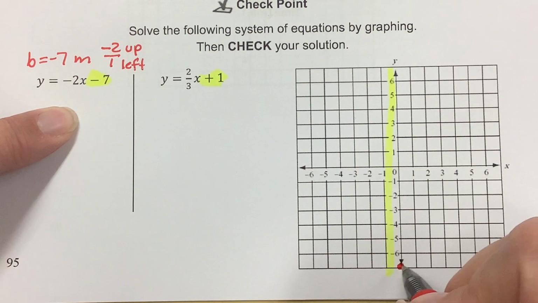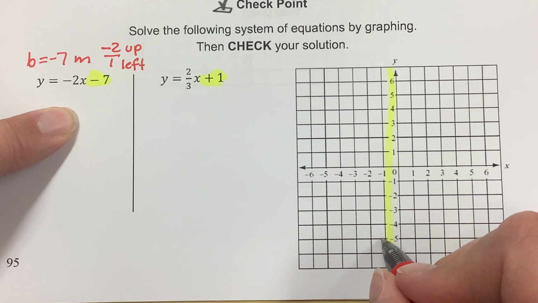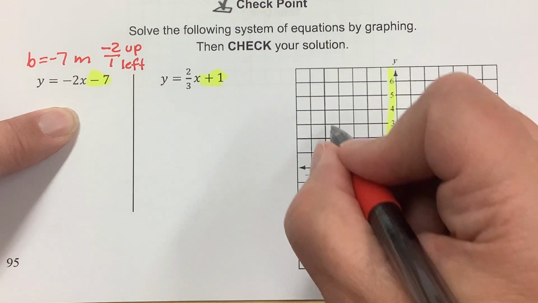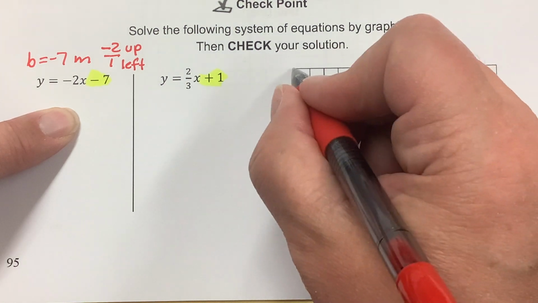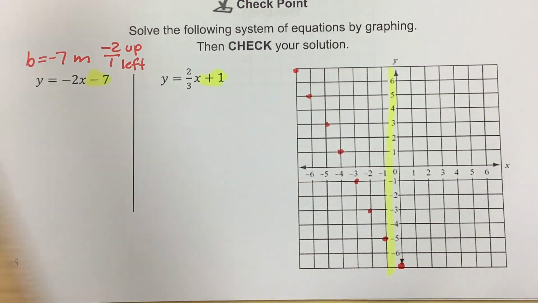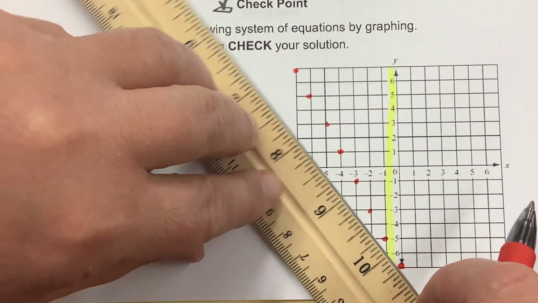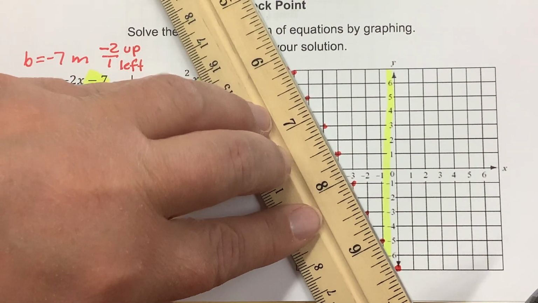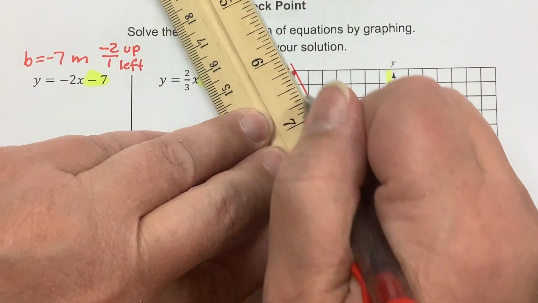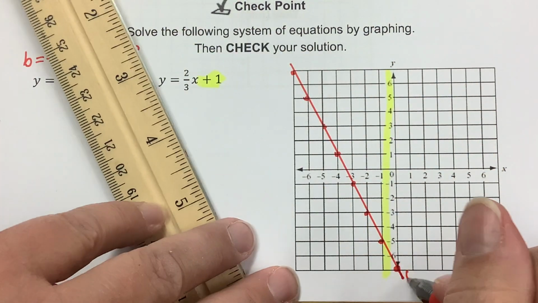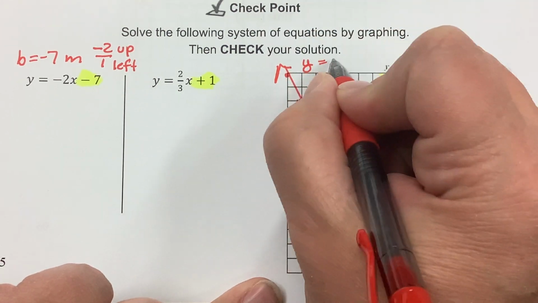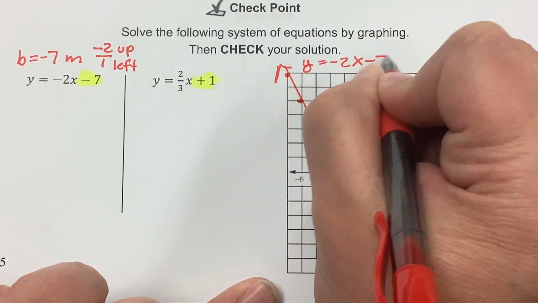If you do the opposite and go up 2, 1 to the left, you'll see I still have a negative slope. So my line is still going down and to the right. I just have to go up and to the left to put my points on there. So draw the arrows and write the equation y equals -2x minus 7.